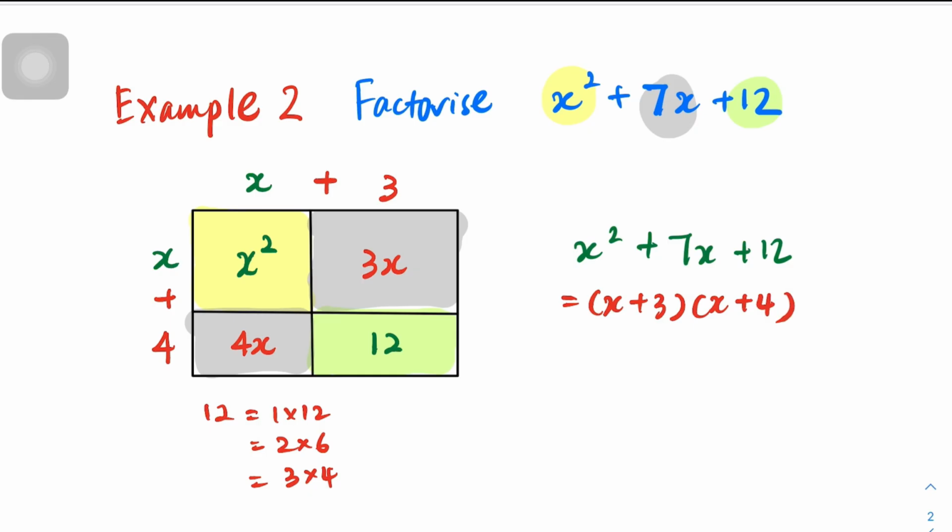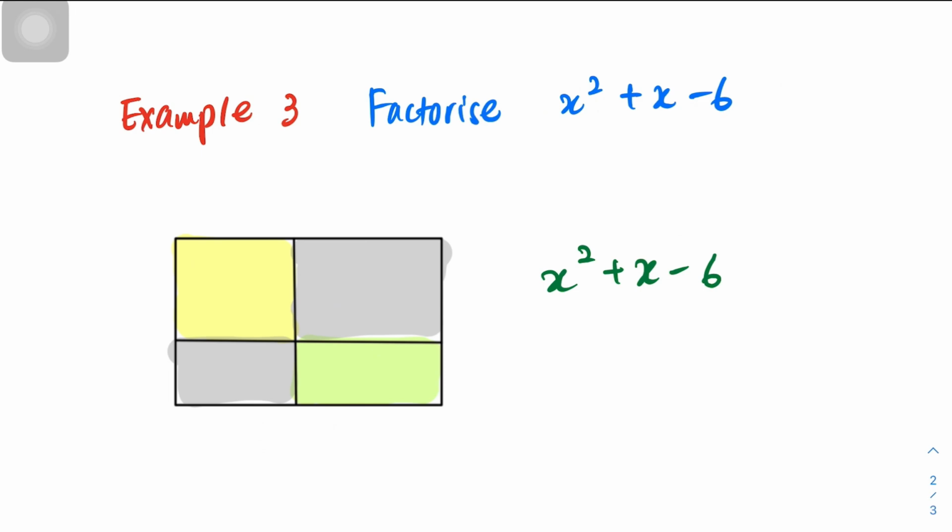Notice that we have rewritten x squared plus 7x plus 12 into a product of its factors, x plus 3 and x plus 4. In this next example, we have x squared plus x minus 6.